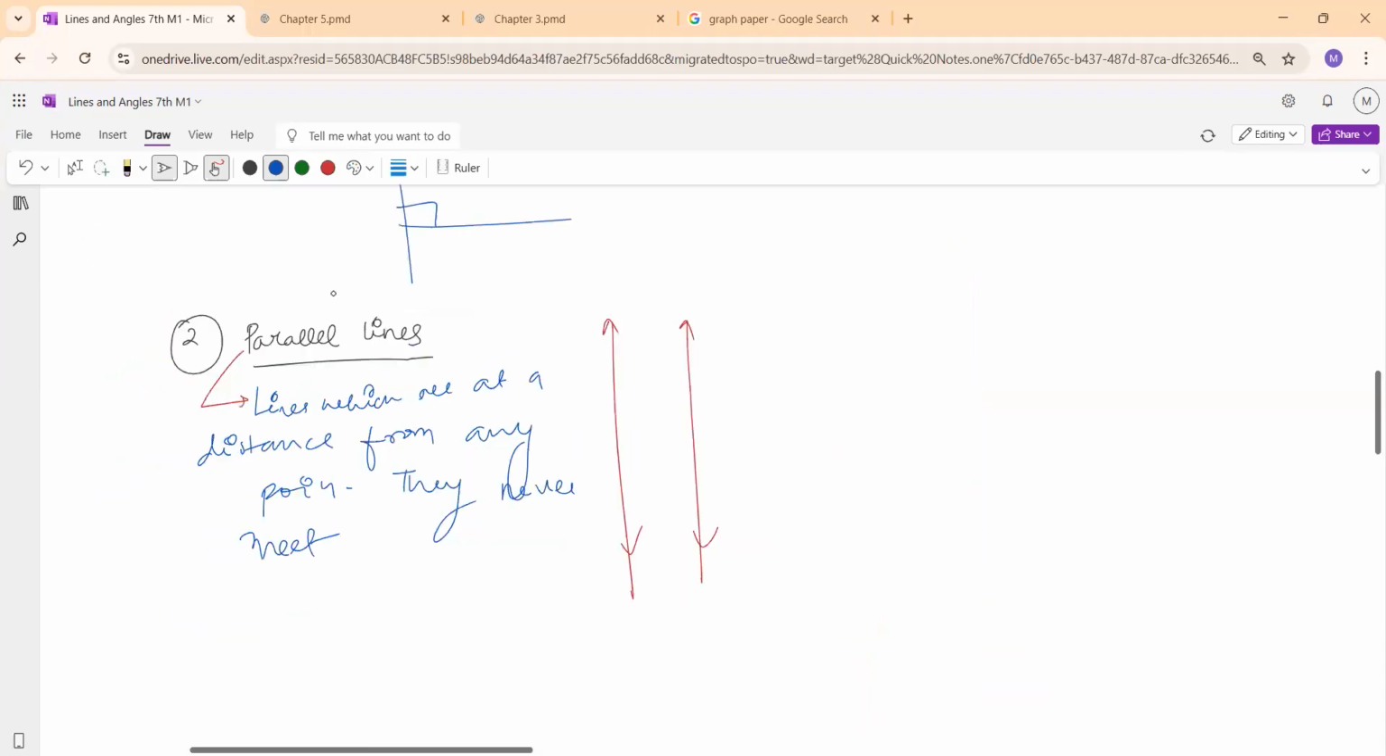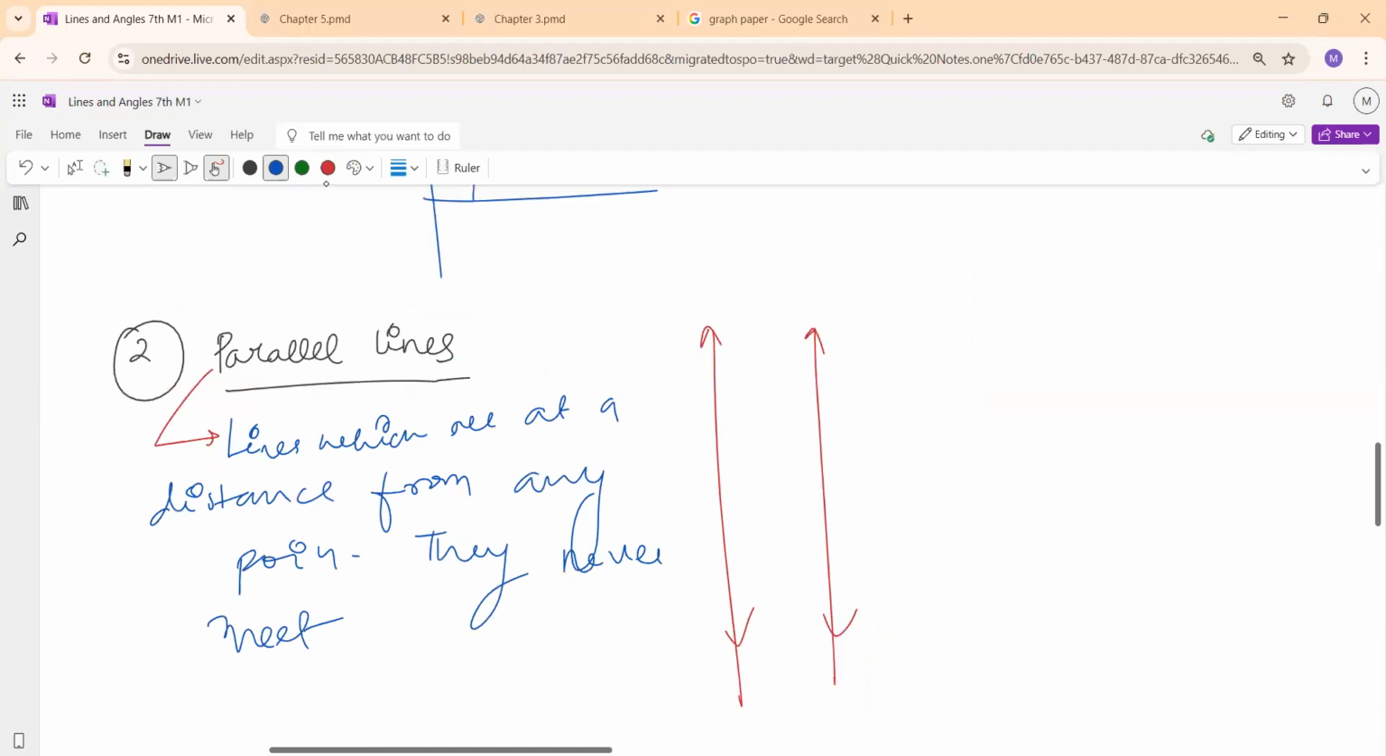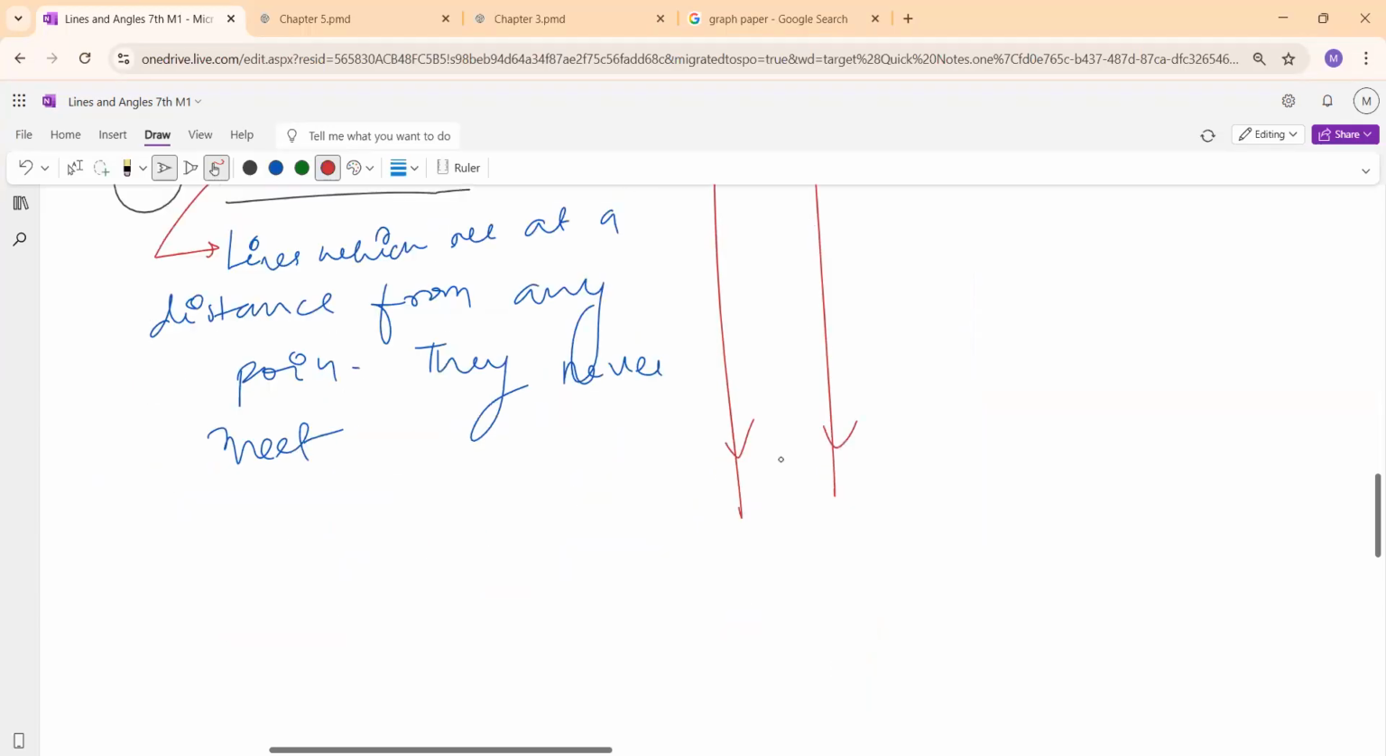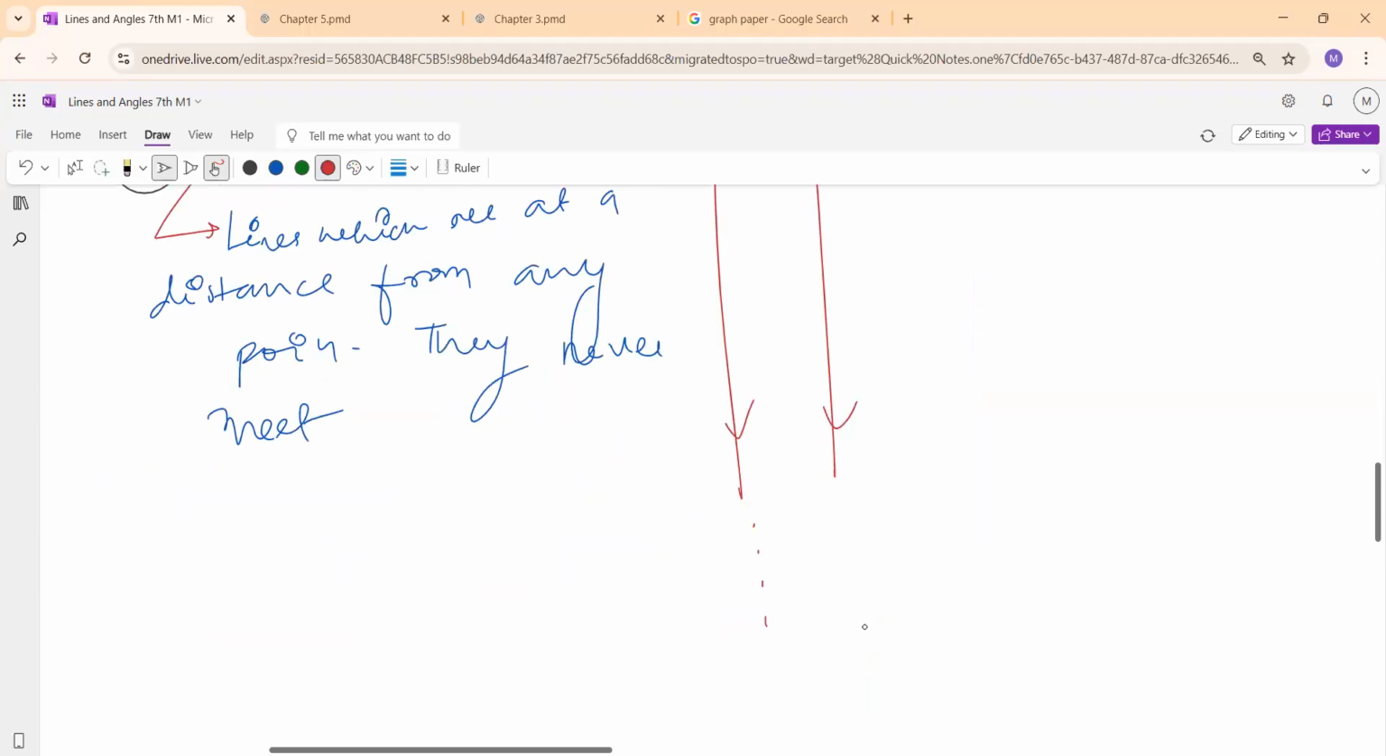Okay, what does this mean? They never meet. This means that even if I extend them, the distance between them would remain the same. So they are parallel lines. Is parallel lines clear to you? What are they? Sir, like right in front, or left or side like that.